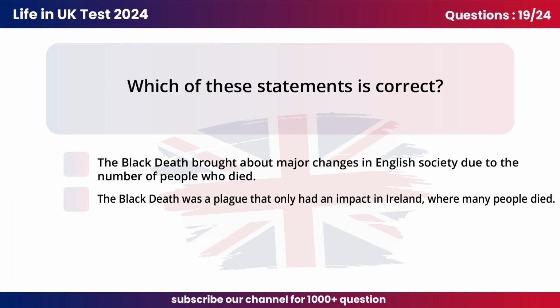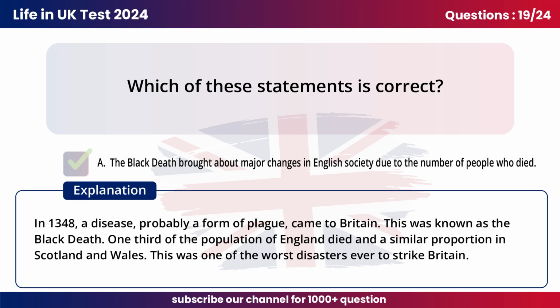Question 19. Which of these statements is correct? A. The Black Death brought about major changes in English society due to the number of people who died. In 1348, a disease, probably a form of plague, came to Britain. This was known as the Black Death. A third of the population of England died and a similar proportion in Scotland and Wales. This was one of the worst disasters ever to strike Britain.